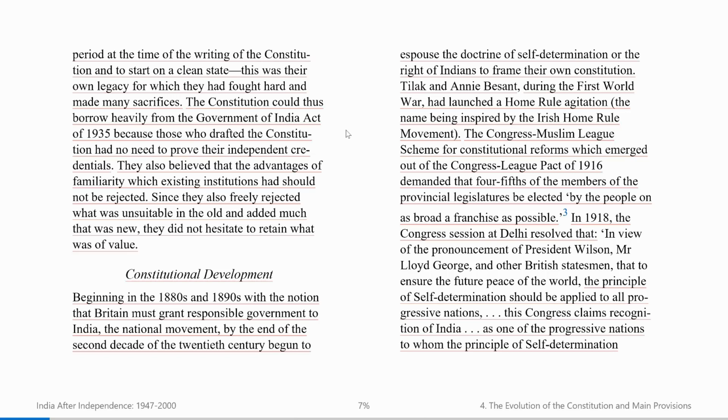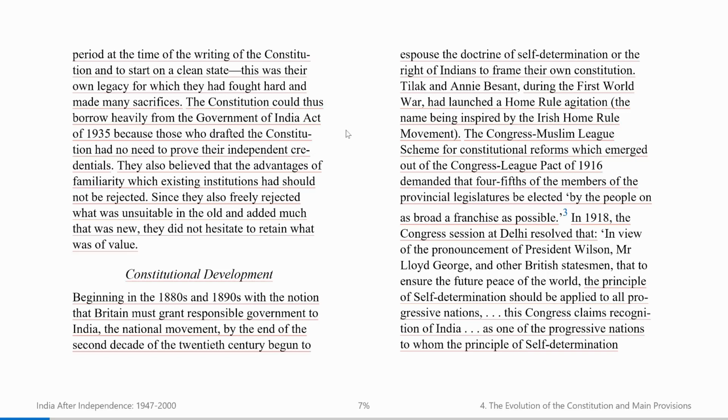Then let's talk about the constitutional development. The development of the constitution. How did it come across? So, beginning in the 1880s and 1890s, there was a notion that Britain must grant responsible government to India. Okay, and in the 1910s, during the First World War, we thought that yes, we need to frame our own constitution, with the Home Rule League by Annie Besant and Tilak. Then we had the Congress-Muslim League scheme for constitutional reforms in the Pact of 1916, which said that we need at least 4/5 of the provincial legislatures to be elected by people on as broad a franchise as possible.